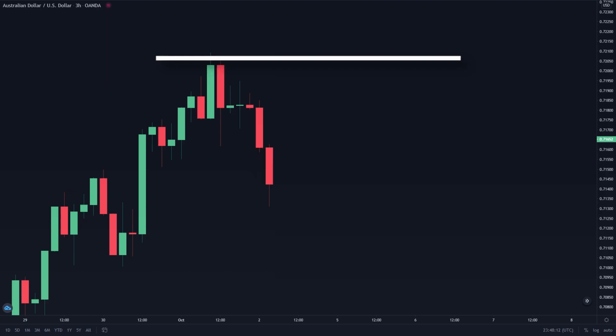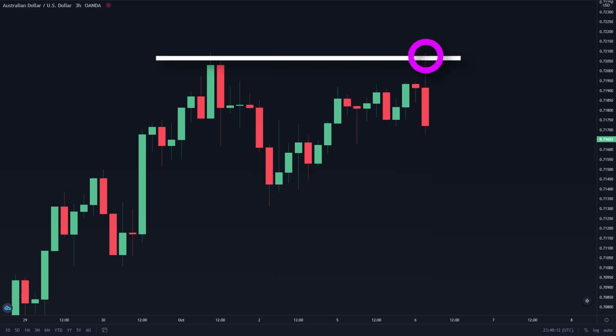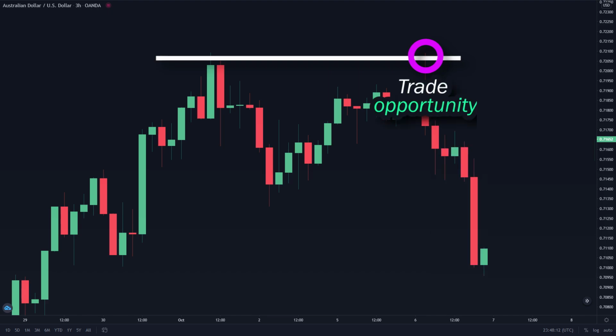So the next time price hits this level again, there's a high chance that it's going to reverse downwards again. And so this can be a possible trade opportunity. So that is why support and resistance is very important.